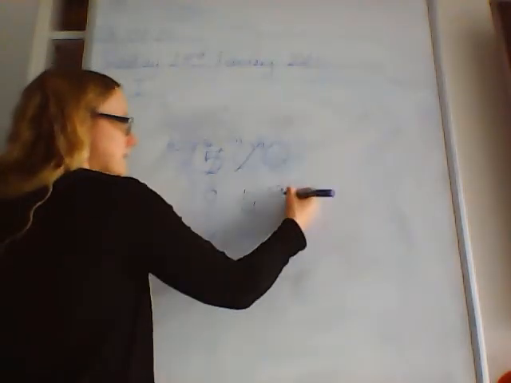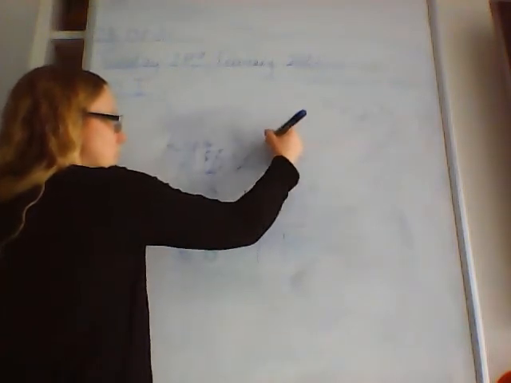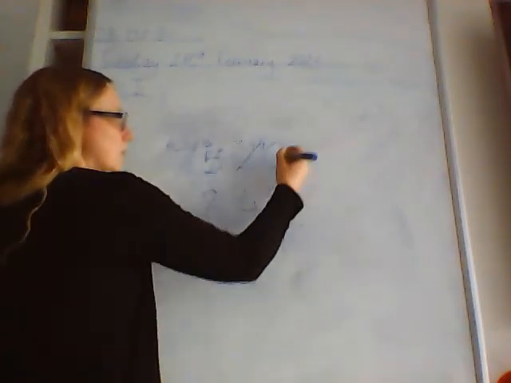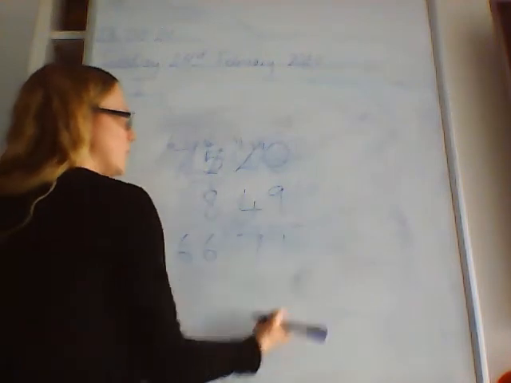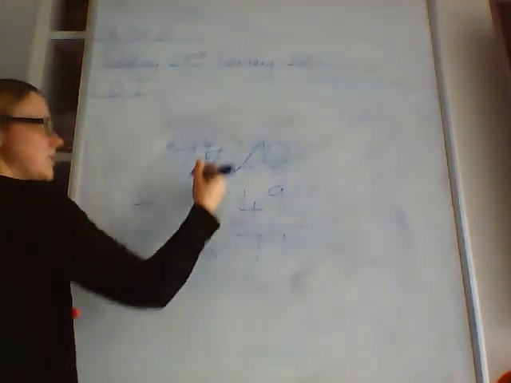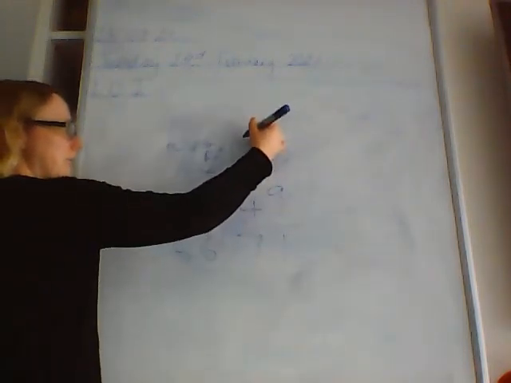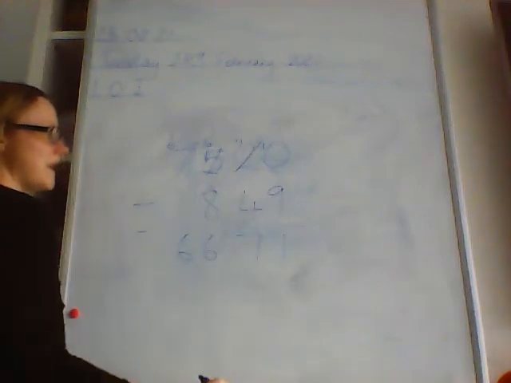So I've got 0 take away 9, I can't do. So I've come over here, I've changed the 2 into a 1, exchanged the 1 to that. I've got 10 take away 9 equals 1. This originally was 1, subtract 4. I can't do that, so I've gone next door. That's become a 4. That's become an 11. 11 subtract 4 equals 7.